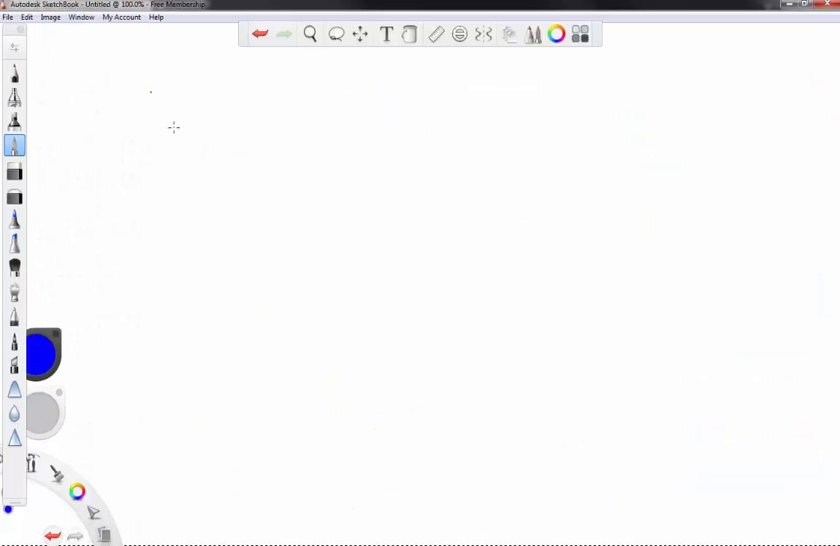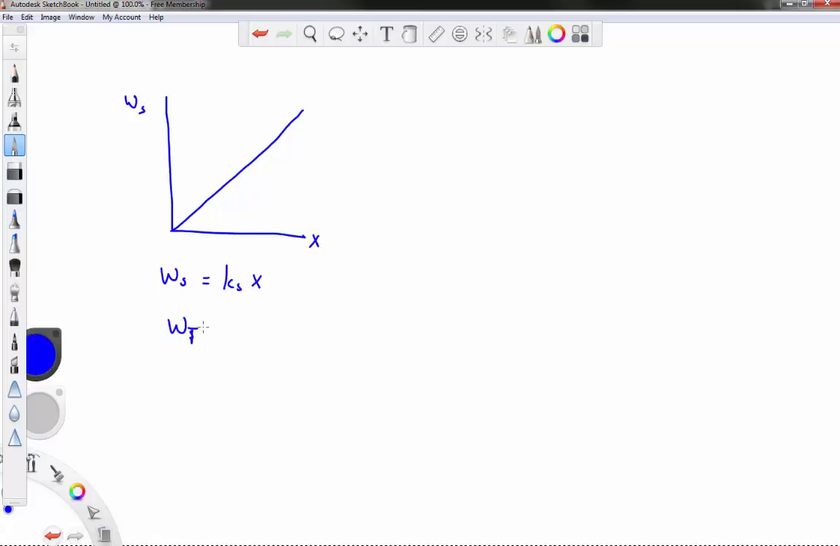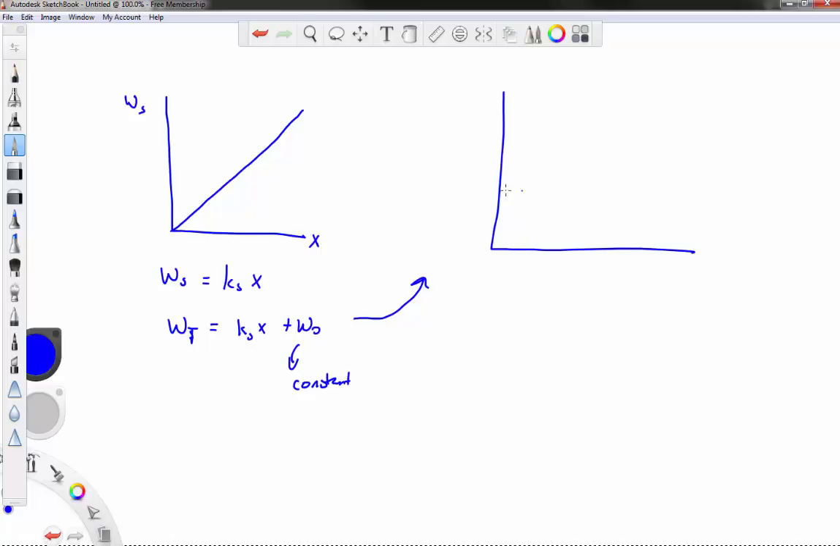I already showed you, or told you, that if we made the plot of the stretching weight versus x, we would end up getting a line like this, and that we could write Ws is equal to Ksx. I also wrote below it Wt is equal to Ksx plus W0. So what kind of graph would this make? Well, W0 is a constant, and it's also positive. So that basically means that you'd end up with a graph that looks something like this. Here is W0, this is Wt, here's x.